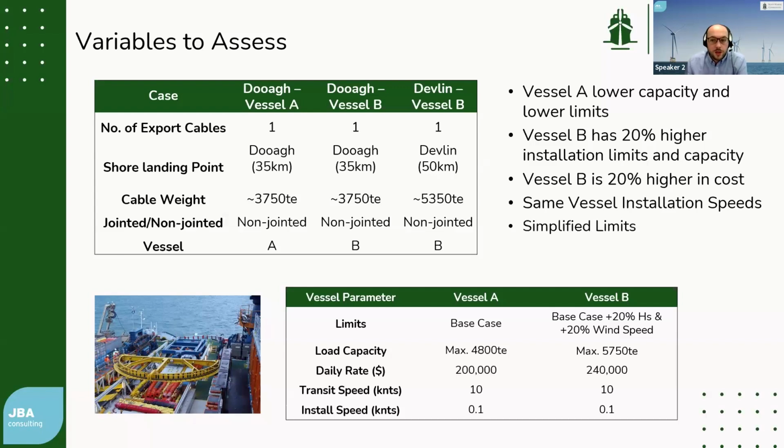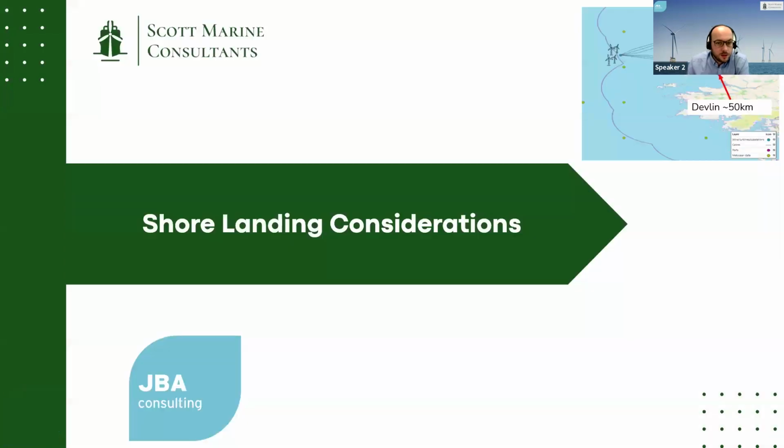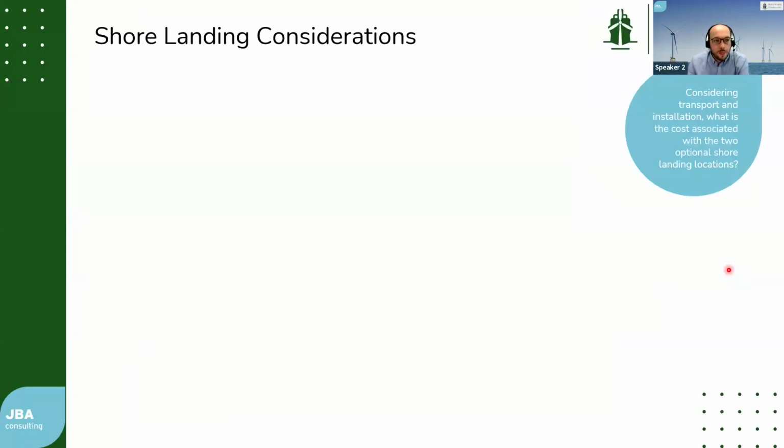So for the shore landing considerations, I've just shown up on the top right here, we've got the first option of the export cable route at Dua, and then we've also got our longer route here to the south at Devlin. So what are our shore landing considerations? Well, we know that Dua is closer, but is it cheaper?